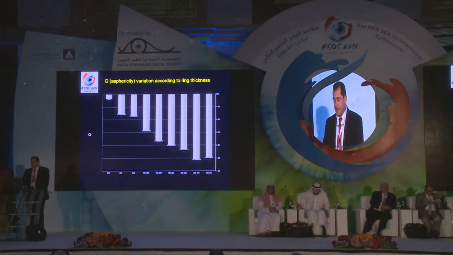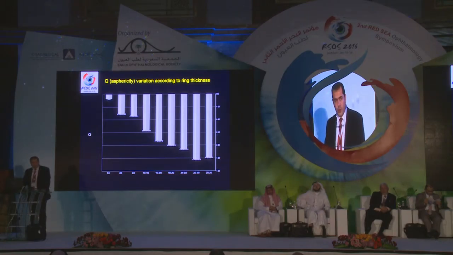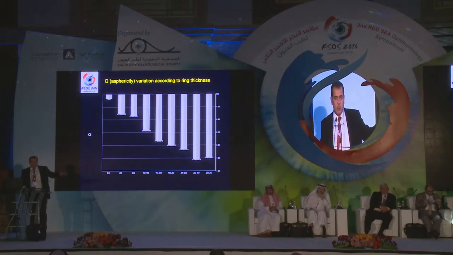Here, the Q asphericity variation according to the ring thickness. We can see, for example, the 150 is used in cases of Q less than minus 0.23, and it increases gradually until it reaches one segment, then two segments, at a Q value of minus one.